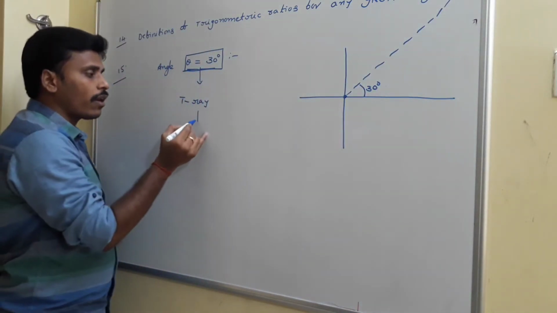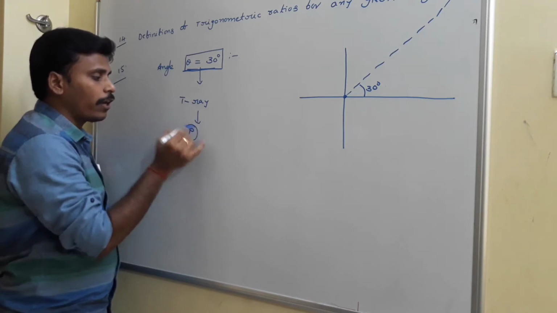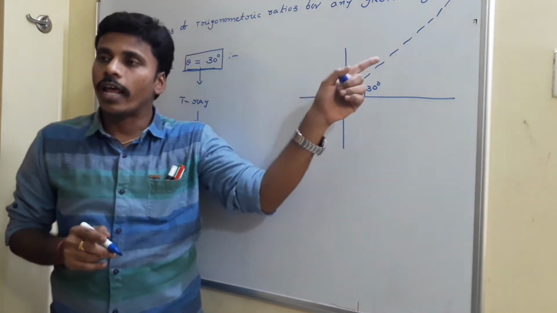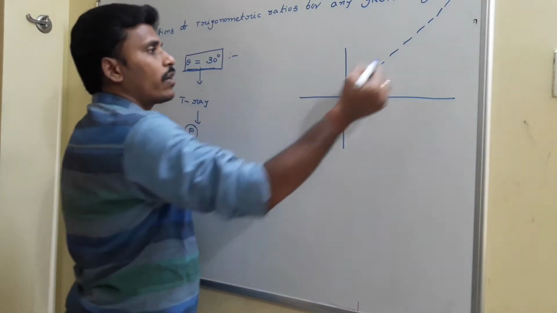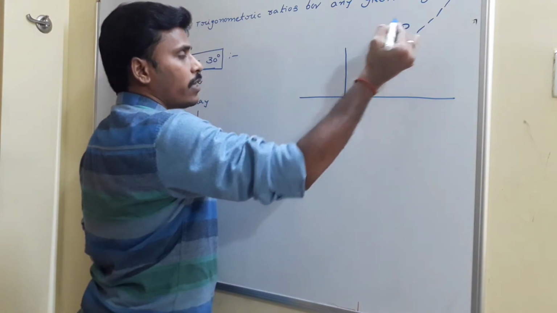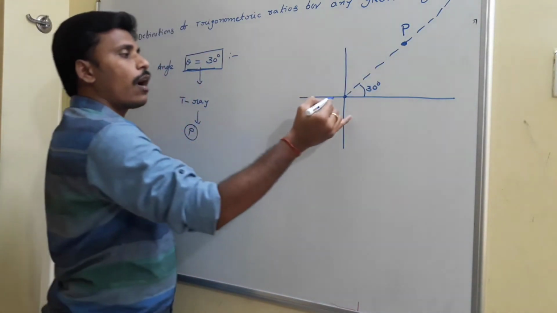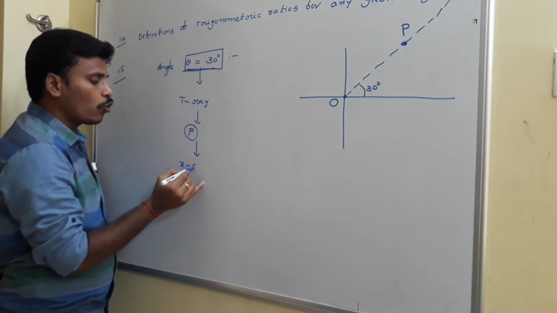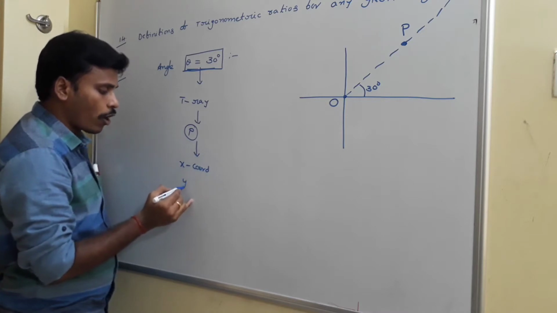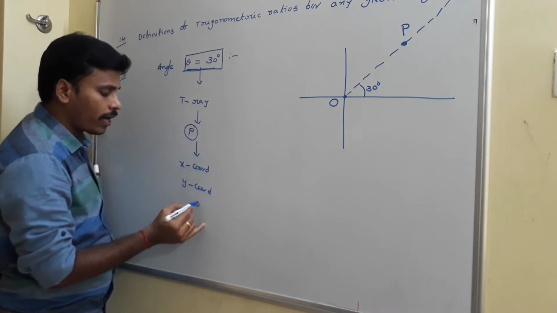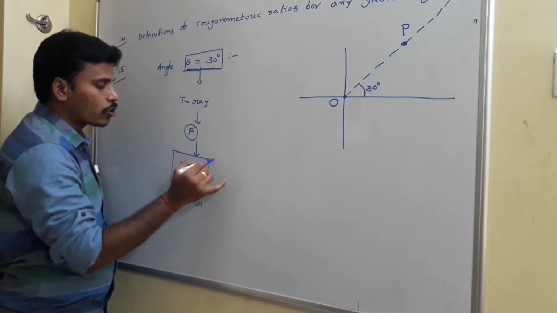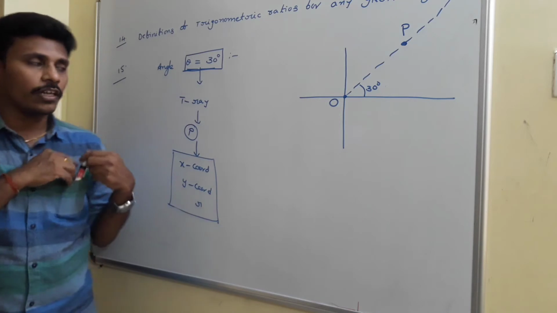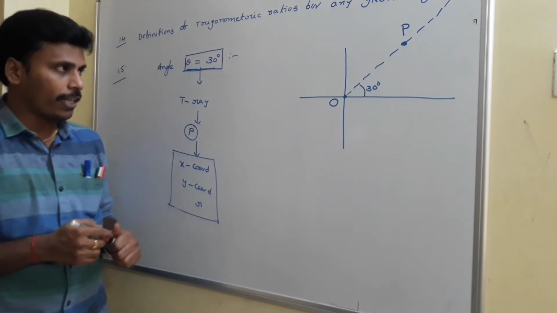After the terminal ray, you need to take a point P on it. On this terminal ray, you are allowed to take point P anywhere. Suppose this is my point P, and this is the origin. After identifying point P, we need to locate its x coordinate, y coordinate and r. To locate these, we go with different logics and ideas which we learn from different areas of mathematics, right?